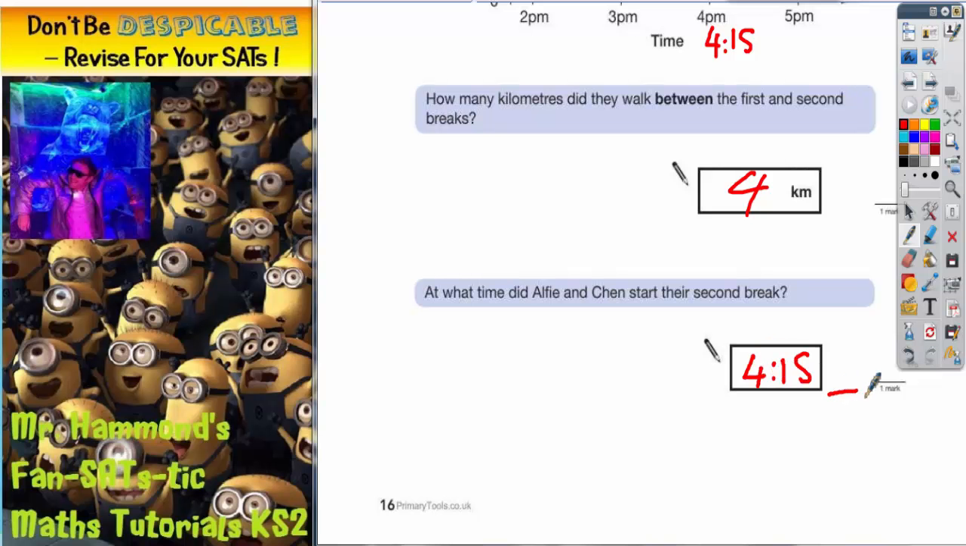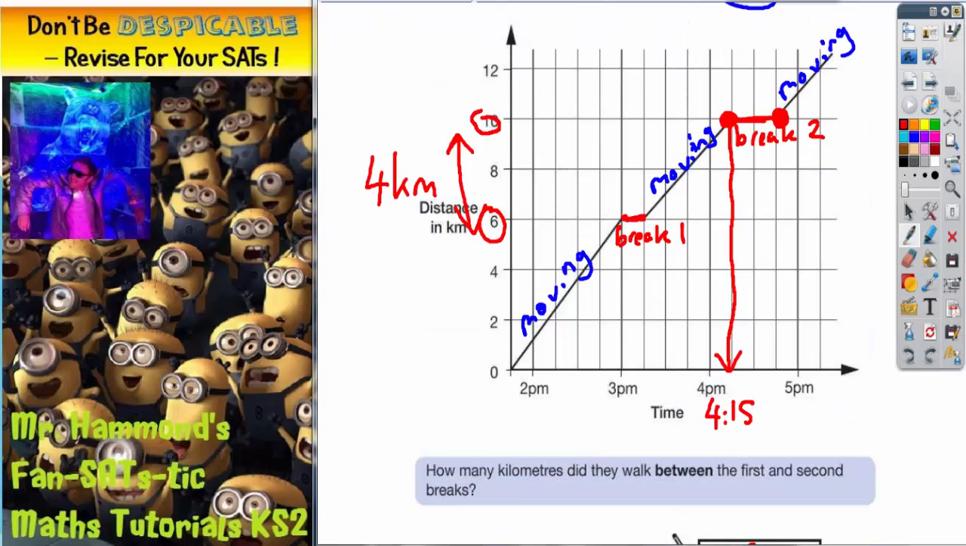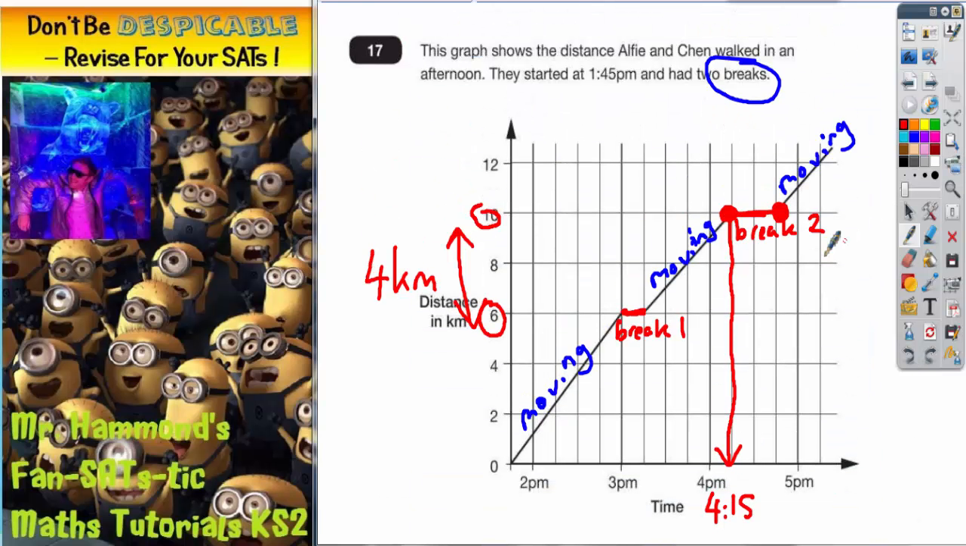Notice there's no units here. So if there isn't any units given, you should always put your units in. So it's 4:15 p.m. And that's your answer. But we've got to make sure with any graph like this, you've got to understand what the different parts of the graph are. So if the line's going up, they're moving. If the line's flat, that means they must be having a break. Makes it much easier to answer the questions.